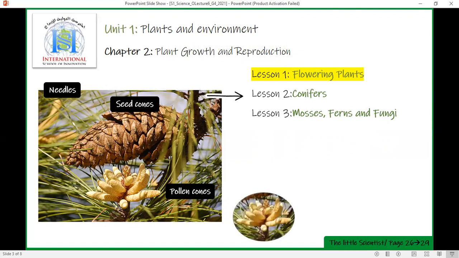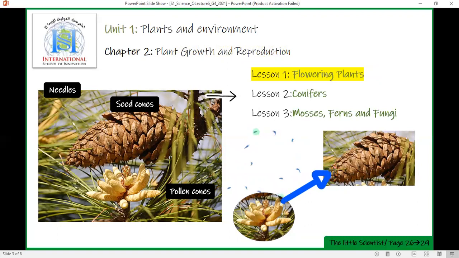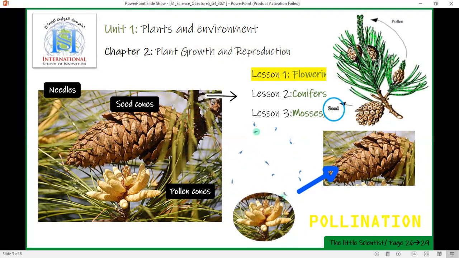The job of the pollen cones is to produce pollen, and then the wind transfers pollen from the pollen cones to the seed cones. When the pollen meets the ovules in the seed cones, you'll have a seed. So pollination happens with the help of wind, and then you'll have a seed. The seed in the soil will grow into a new conifer. Examples of conifers are pine trees, spruce trees, cedar trees, cypress trees, redwood trees, giant sequoia trees, and so on. So flowering plants and conifers are seed plants.